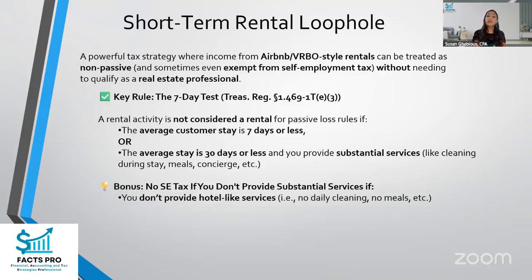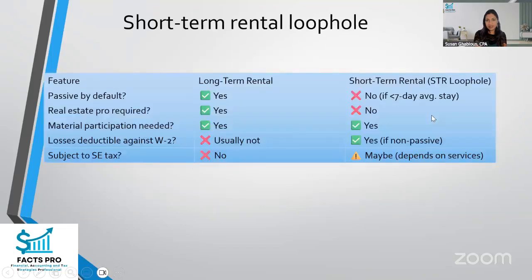But if you do start providing substantial services, then it's considered hotel-like service, and it's considered to be subject to self-employment tax. So it will be considered in this case as non-passive because it's substantial service, and it will be subject to self-employment tax. But if you do it as Airbnb or VRBO or whatever, short-term rental without substantial service, then you wouldn't be subject to self-employment tax.